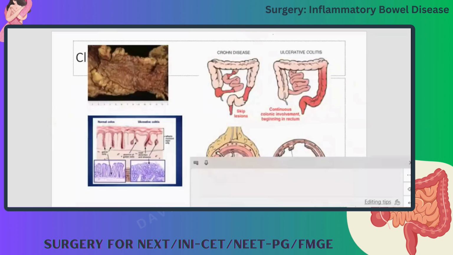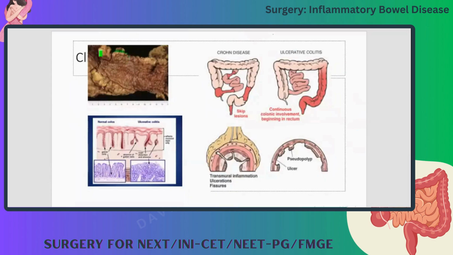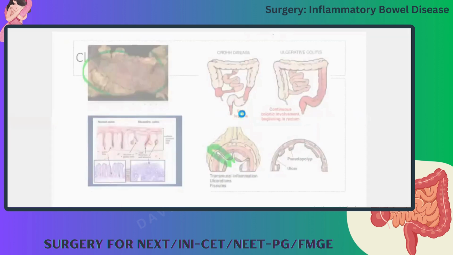See here, this is the cobblestone appearance. This is the cobblestones. And this is the transmural inflammation. Whole of the bowel is involved. What is this? Skip lesions. The lesion is here.